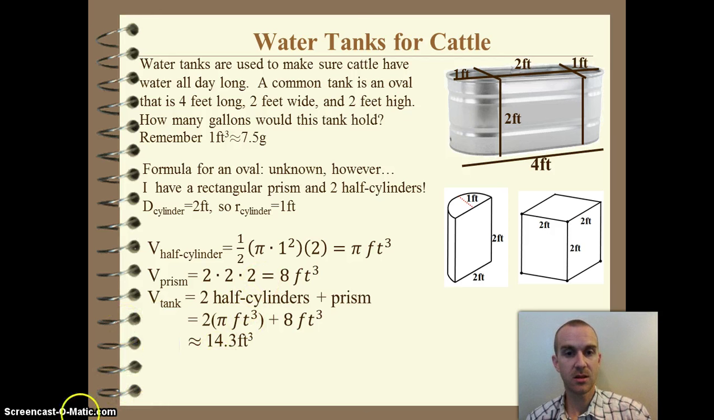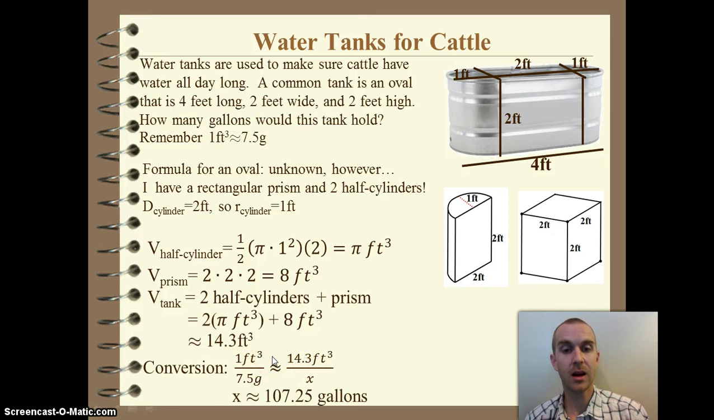Now this again is in cubic feet, and I want to end up in gallons, so I have to use this conversion to help me. Since I know that there's 1 cubic foot and 7.5 gallons, I know that 14 3/10 cubic feet would give me approximately how many gallons I need. Use the proportion to cross multiply, and I would get that I would have about 107 1/4 gallons of water.